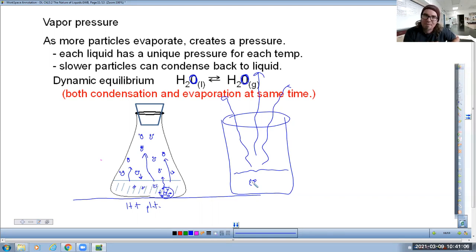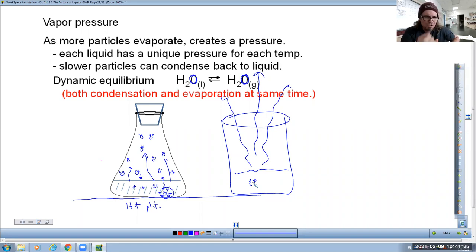Good times, right? So you put a rubber stopper on top of the flask and those particles start escaping, evaporating until you build up pressure in there. Would it make sense that now it might require more than 100 degrees Celsius to get those water molecules to turn into a gas? You ever heard of a pressure cooker?